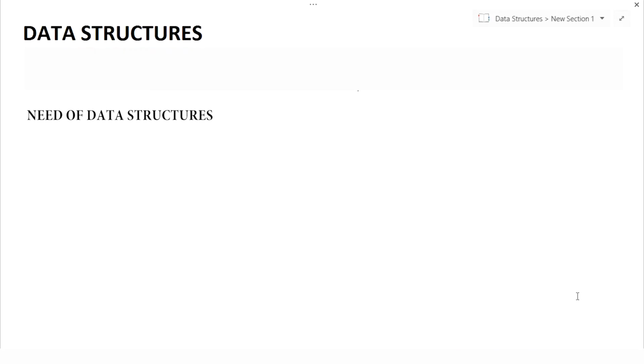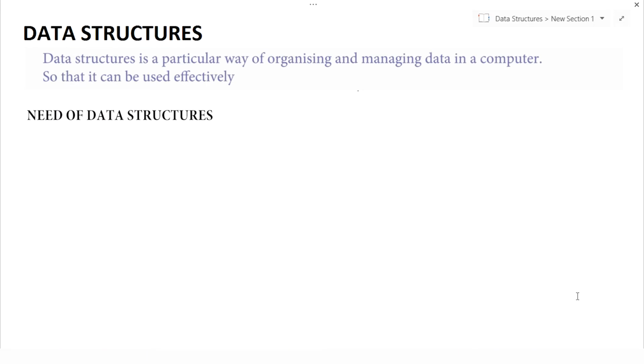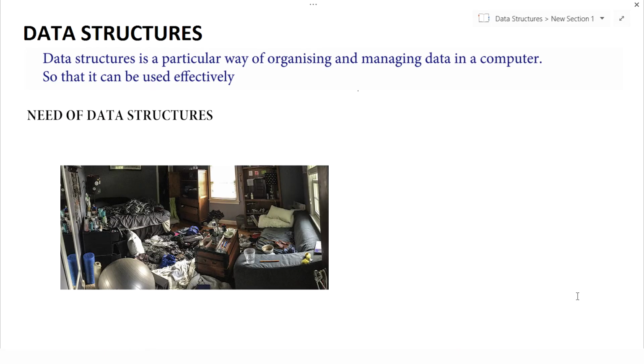Let's start with the definition of data structures. A data structure is a particular way of organizing and managing data in a computer so that it can be used effectively. To understand the need of organizing data, let's imagine a dirty room where everything is scattered here and there. Now let's say we need to find a particular item like socks. For this, we will have to search the entire room. We might start from the bed, then under the bed, then the wardrobe or the desk, etc. This is a very inefficient way. This makes our item, here the socks, useless as we can't use it when needed.